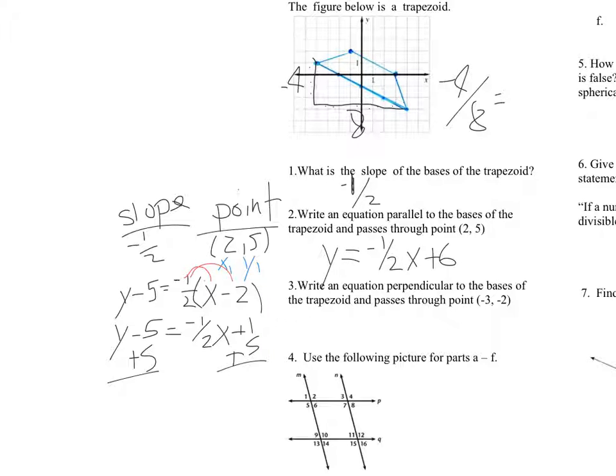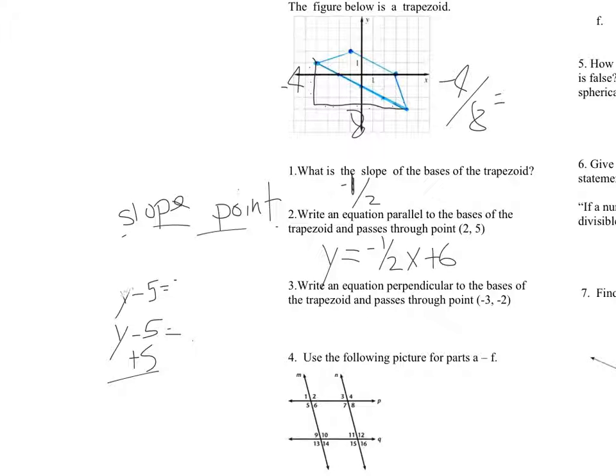All right. So I'm going to erase this over here, and then I'm going to use it for 3 as well. So, if you missed the work, just rewind the video, go back and see it again. Write it down if you need to. So for number 3, we have to write an equation that is perpendicular to the bases of the trapezoid, and passes through (-3, -2).